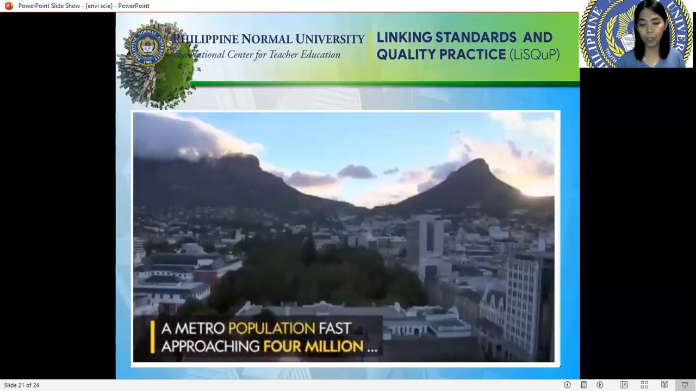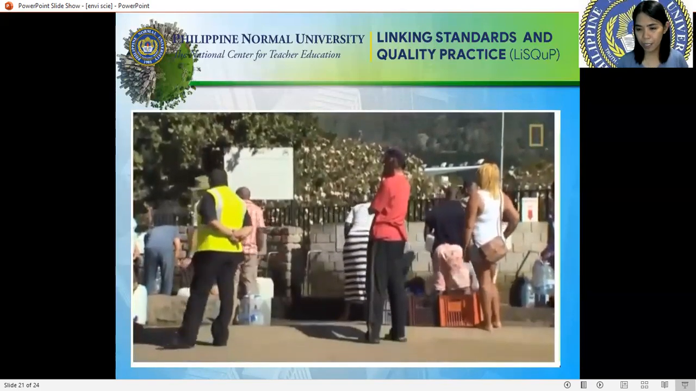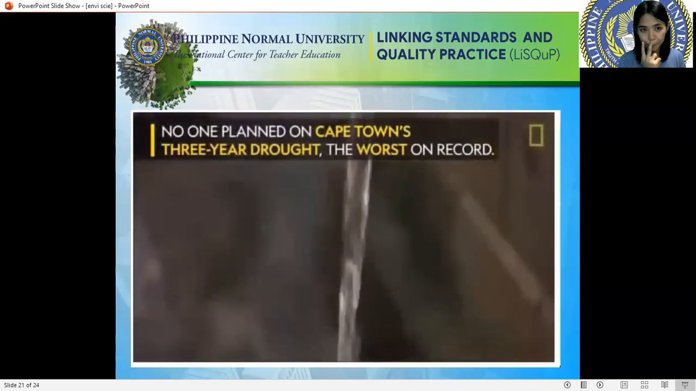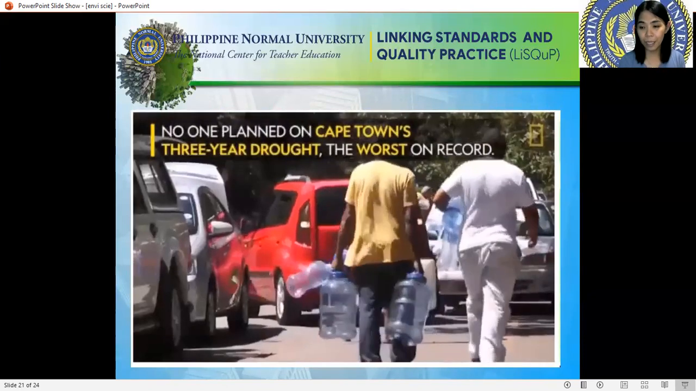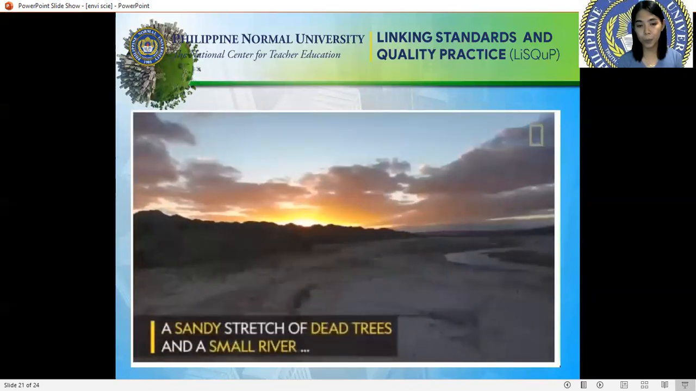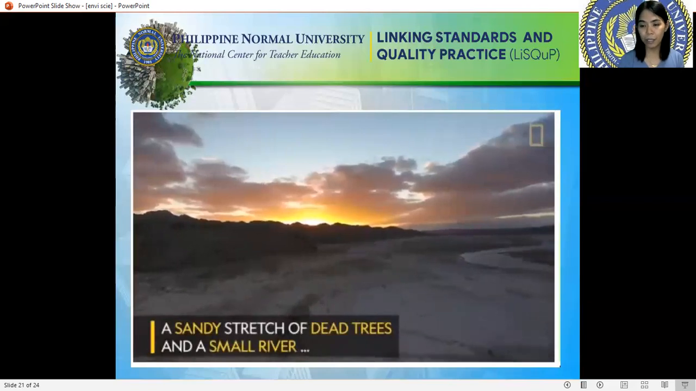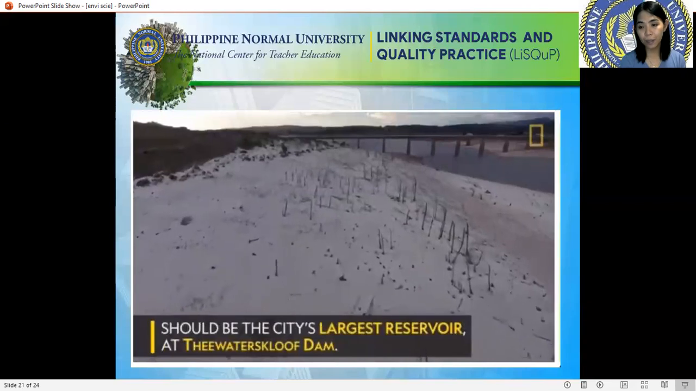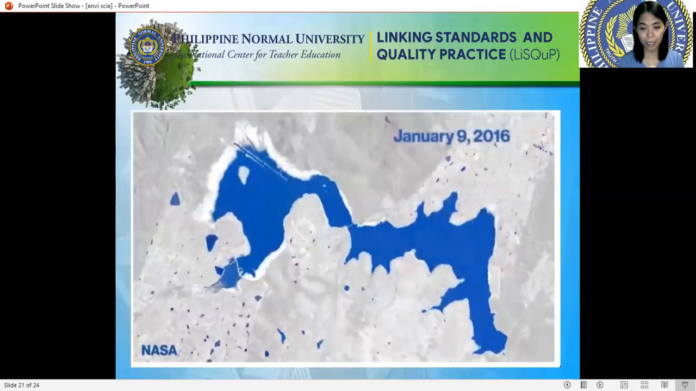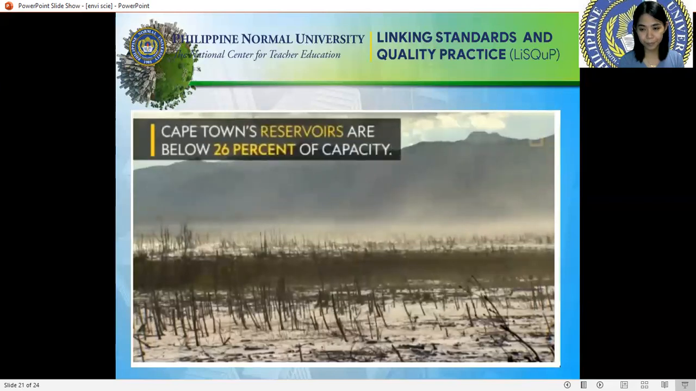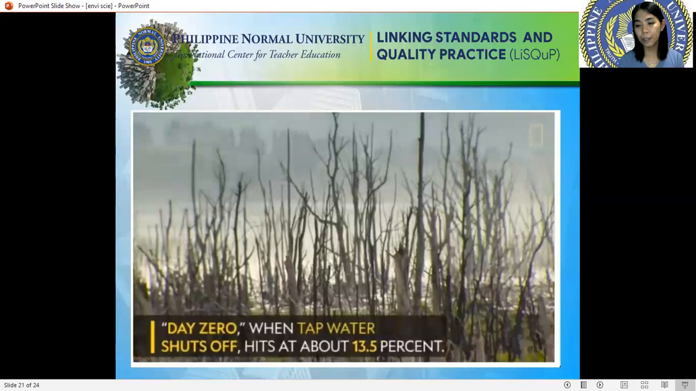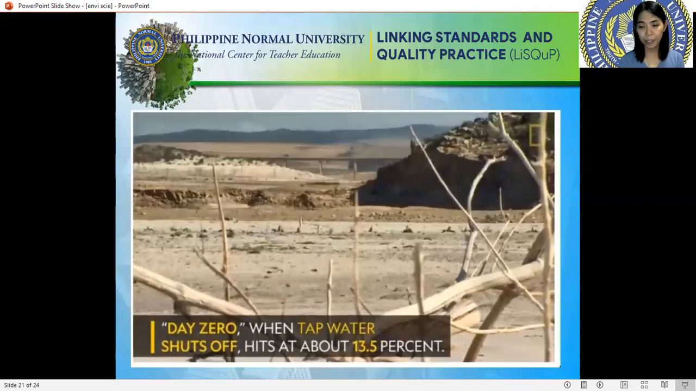So it's a metro population fast approaching 4 million. And then you can see in the video that people follow a line just to get quality water. Yeah, it's a drought due to island heat. And also the temperature inversion within the city. And the reason, drought, there will be drought, changes in temperatures, and reservoirs. Not only the city will be affected, also the nearby rural areas. Especially their reservoirs are affected. And because of the scarcity of water, they are making plans just to deal with their needs. So they're taking actions now.